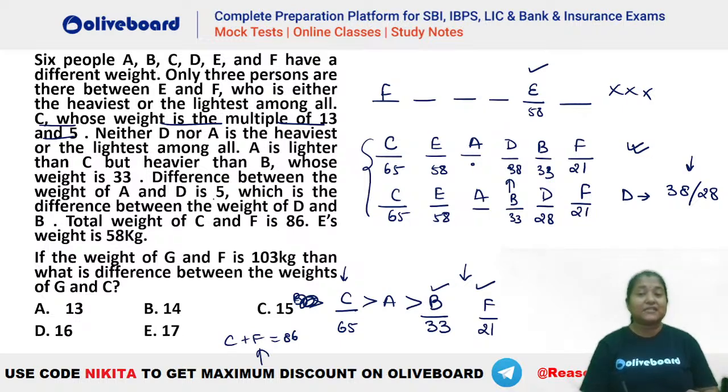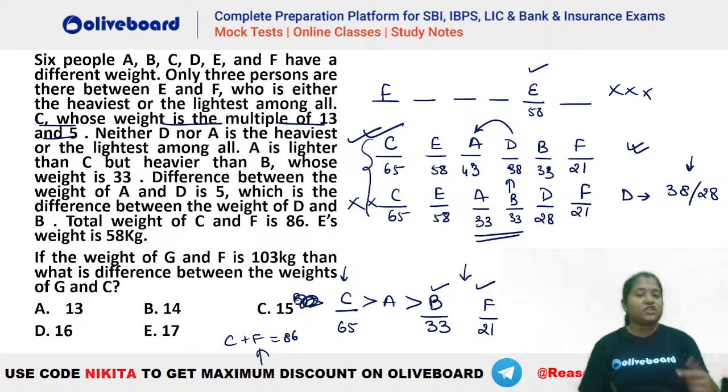Difference between A and D is 5. Now the difference between A and D has to be 5. So in this case you can see 38 plus 5 is equal to 43. In this case, A and D has to be 5, so 28 plus 5 is also coming as 33 here. But A and B both 33, that's not a possibility, isn't it? So that means this will be the valid case here. So this is the arrangement.